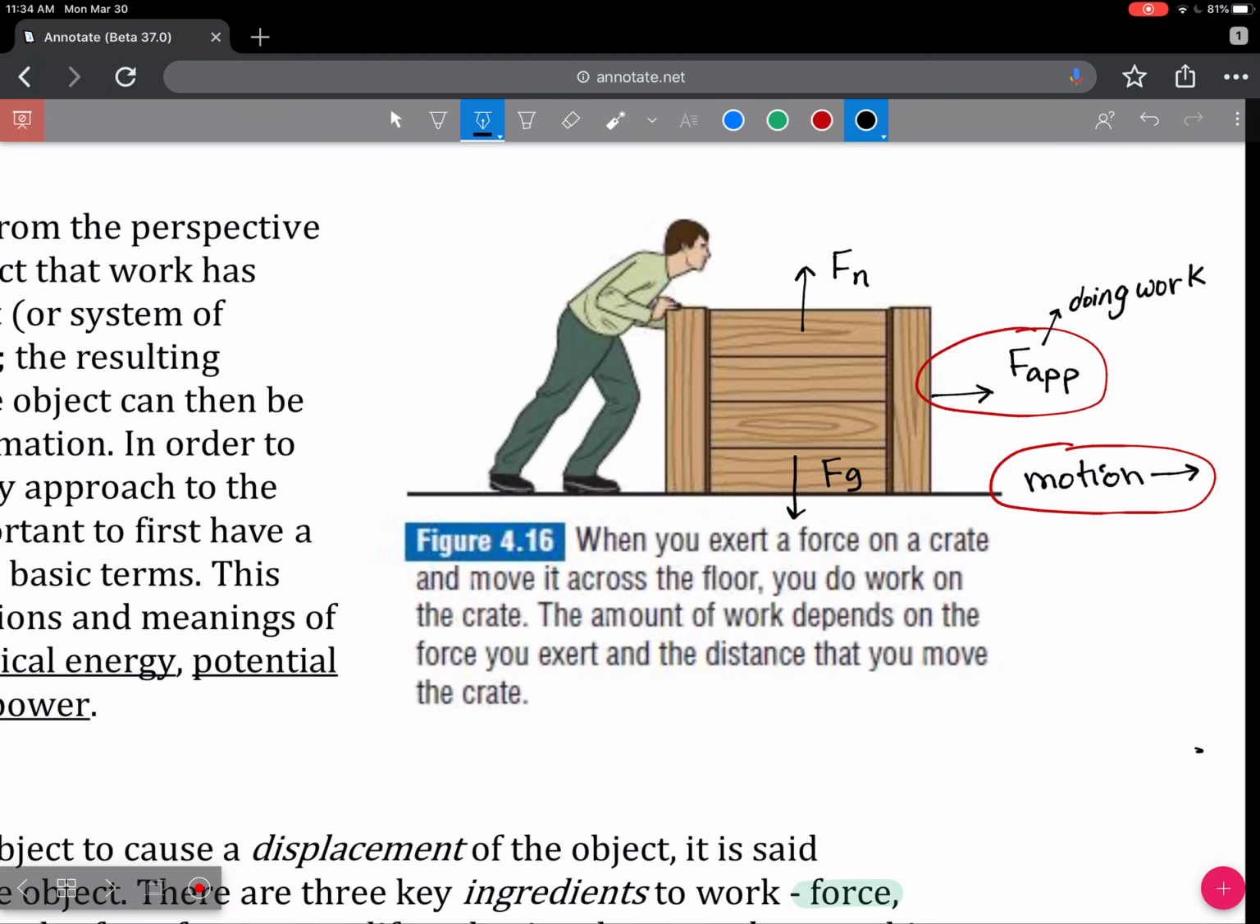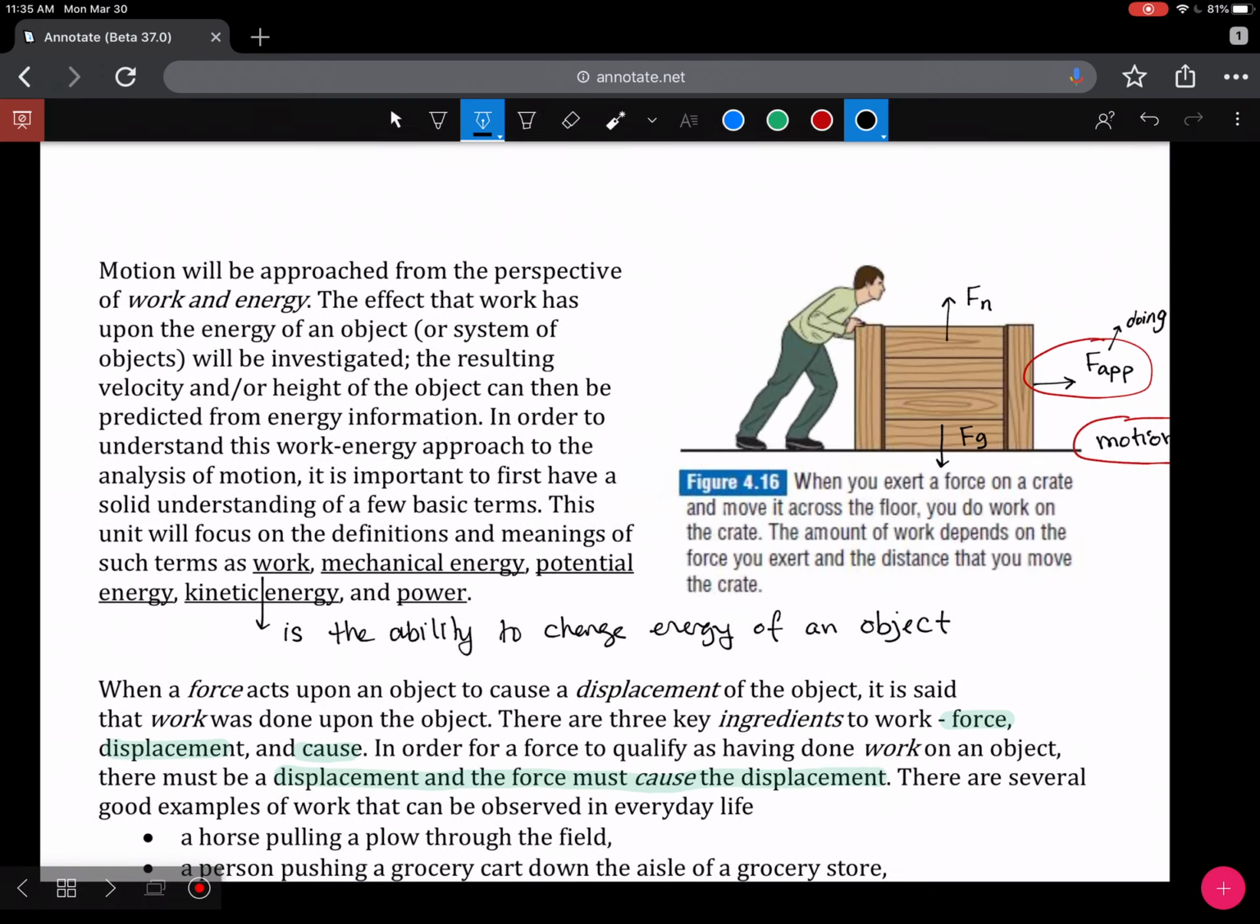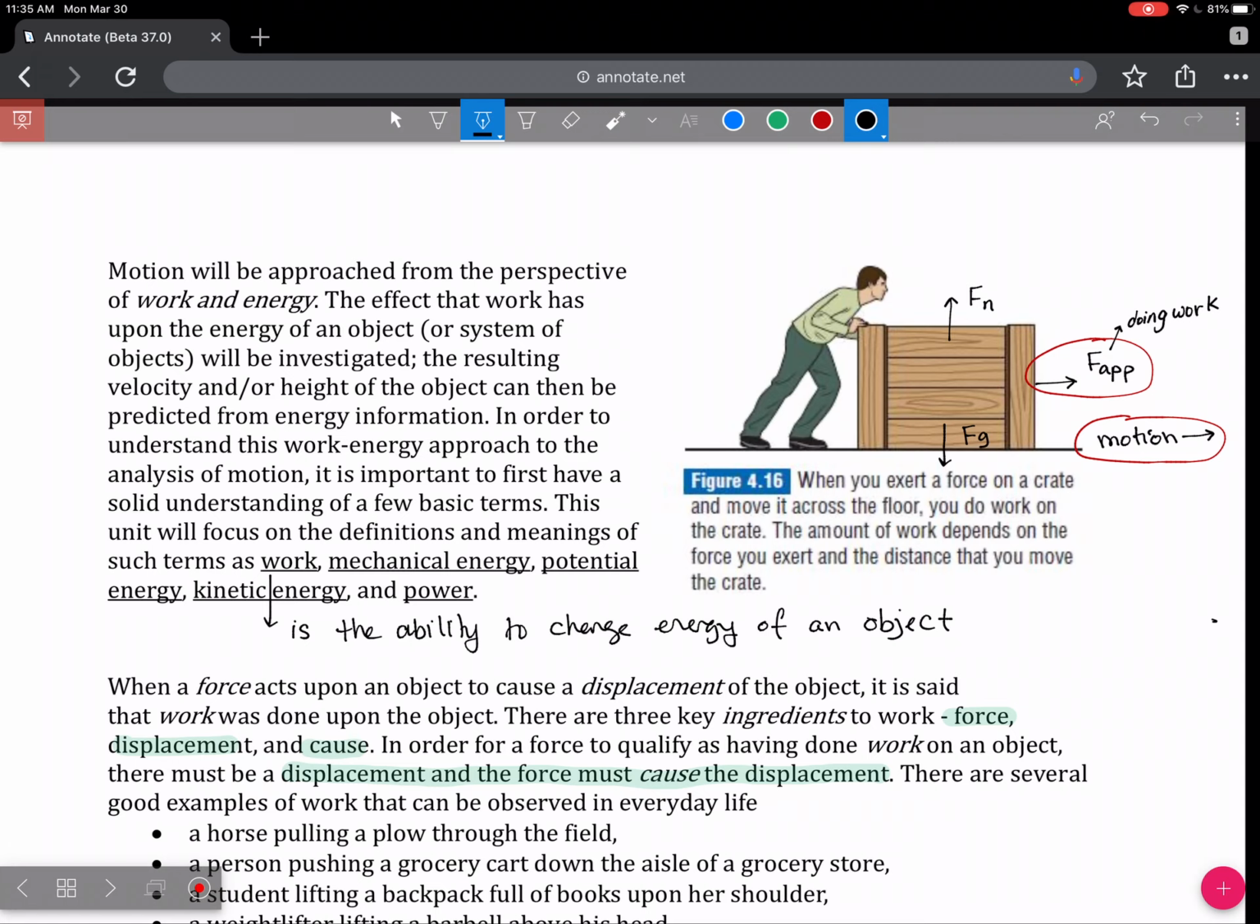And then later on in the unit, what we'll realize is that one definition of work is the ability to change the energy of an object. So, for example, before, the crate was at rest and it had no kinetic energy, the energy of motion. But once the force was applied through a distance, the object accelerated and there now was energy in the crate due to its motion.